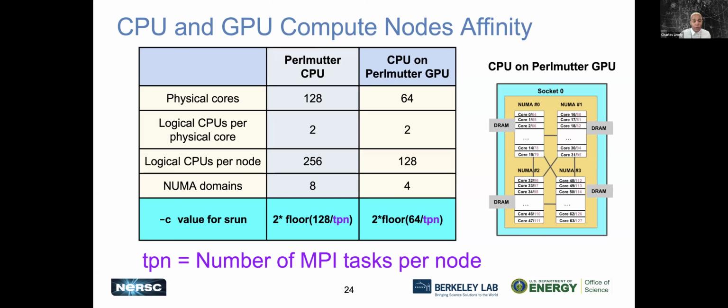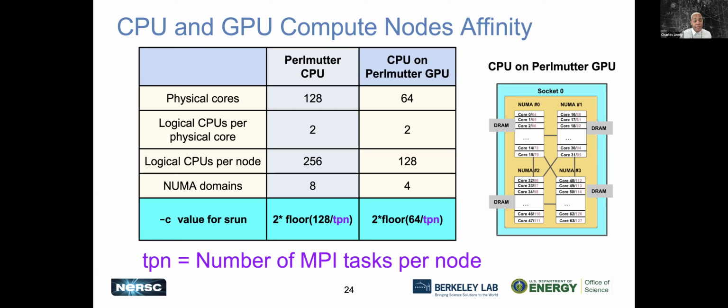Okay. And so what this means is that on our GPU version, now that we have GPUs included, that essentially gets cut in half. Now we only have 64 physical CPU cores on our GPU node. We have two logical CPUs per physical core, and now 128 logical CPUs per node. And so this changes our NUMA domains in half from eight to four.